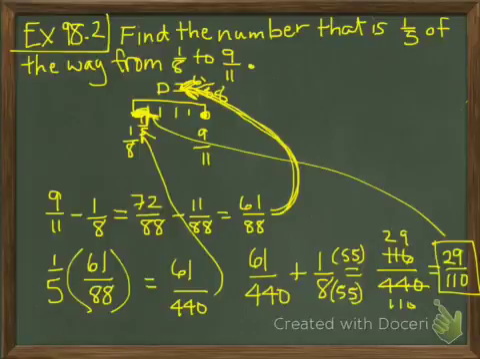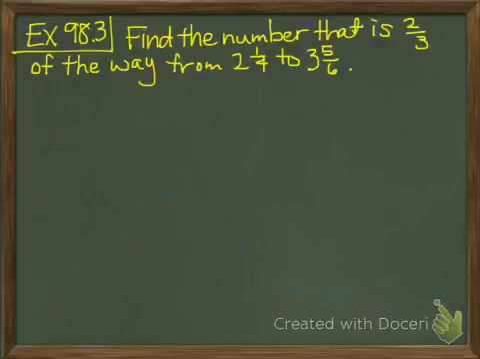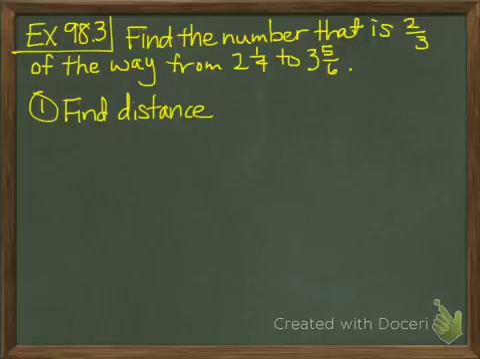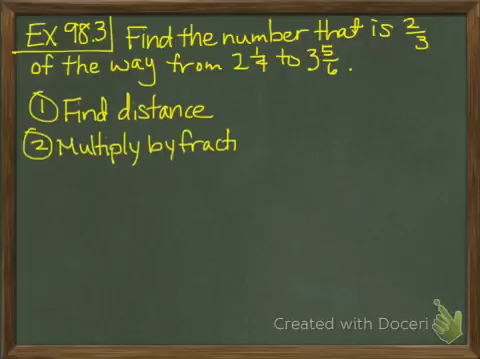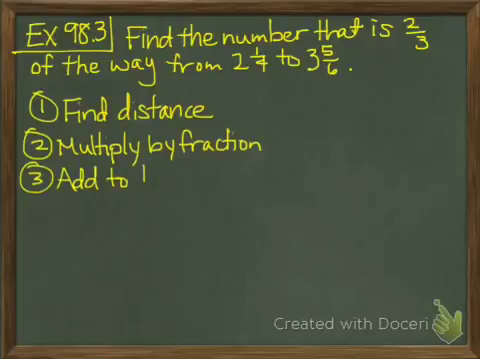We'll do another example just because I know this is kind of tricky. Find the number that is 2/3 of the way from 2 1/4 to 3 5/6. So I'm just going to write down the steps that you need to take. The first thing you need to do is find the distance, then multiply by the fraction, so we'll multiply by 2/3, and then add to the first number. So those are the 3 steps that we're going to take.